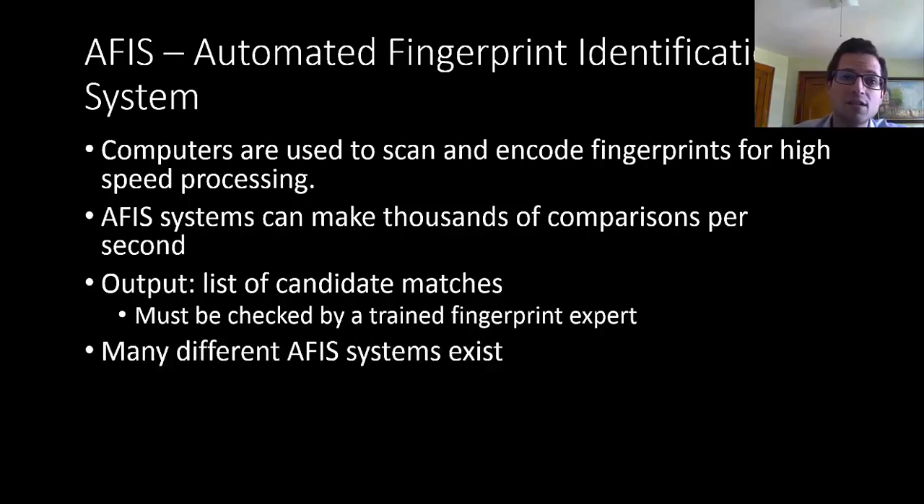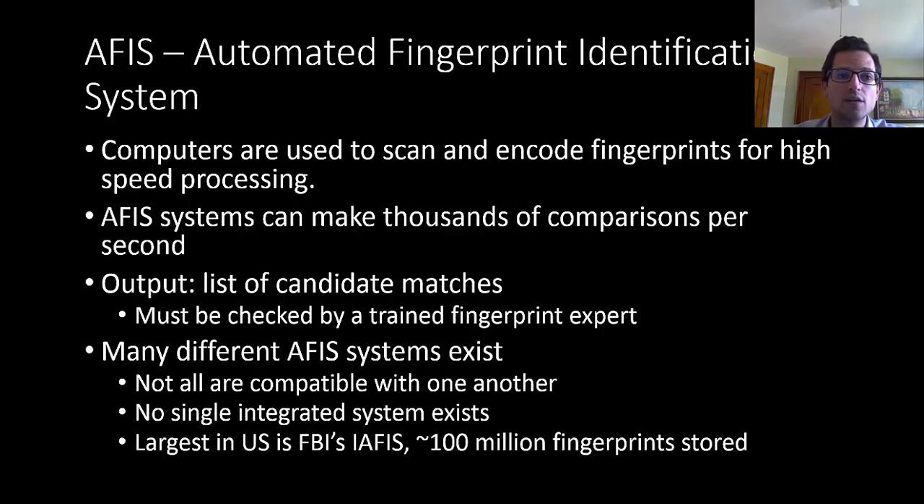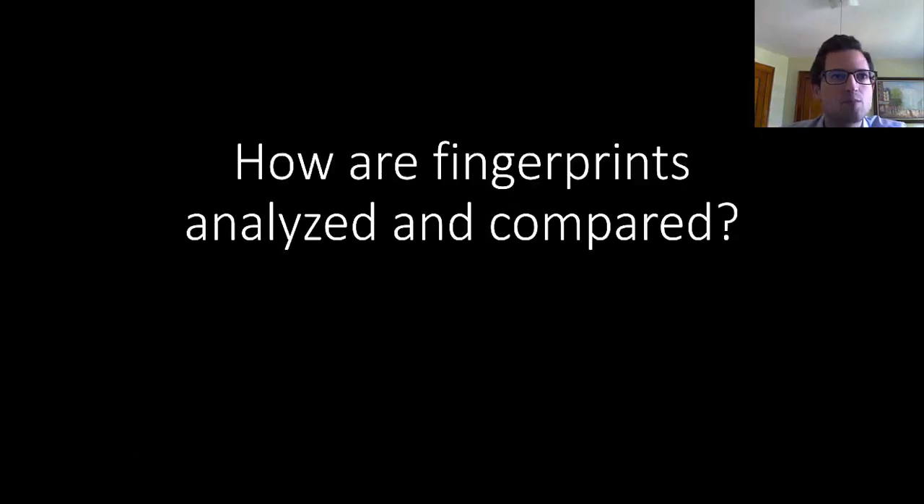There are a bunch of different AFIS systems, some at the local level, county level, state level, as well as federal level. And unfortunately, not all of them are compatible with one another. There are different software systems that manage these AFIS databases, and they don't all actually communicate with each other. So there is currently no complete system that takes all of the fingerprints that have ever been taken in the US or in the world and collects them all together. The largest one is in the FBI, and that is the IAFIS, or the Integrated Automated Fingerprint Identification System. And they have over 100 million fingerprints stored there.